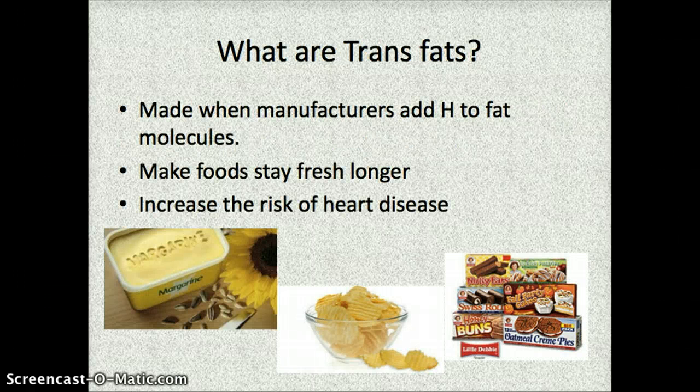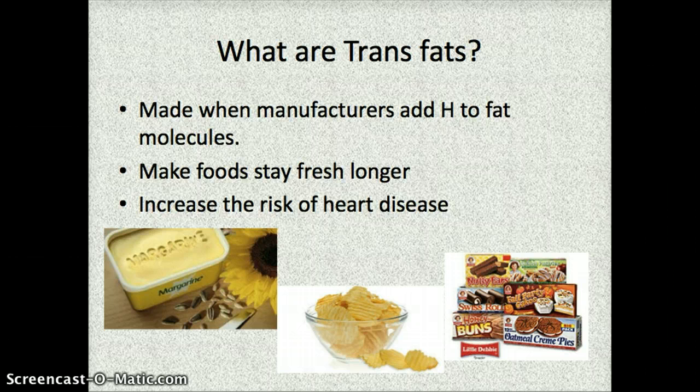The last thing that you need to know about fats is what are trans fats. Basically, trans fat is something that has been manufactured, and what they do is they add hydrogen to the normal fat molecules. What that does is it helps foods stay fresh longer. So anything that you buy that has fat in it that has been on the shelf for a long time, like all those little Debbie snacks that are in the corner, all of those things would contain those trans fats, along with things like potato chips or really any snack foods that we're used to eating.